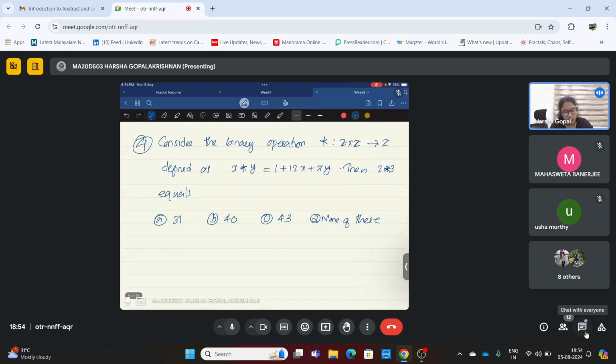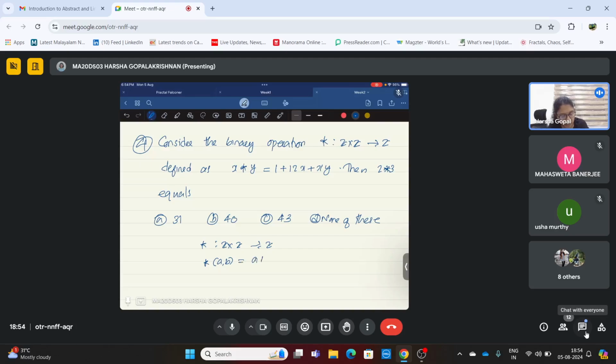Now the operation is a binary operation. A binary operation is actually nothing; no need to think about groups and all. It is just an operation associated with two elements. That means star is a function from Z cross Z to Z, star of (A, B).